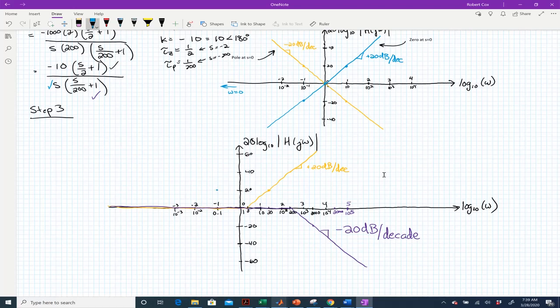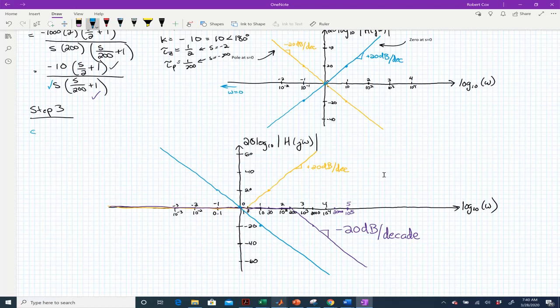There's a whole separate video on checking that one out, and I'm not going to do it here. So this guy falls like this. And that's now the individual contribution of each particular component.